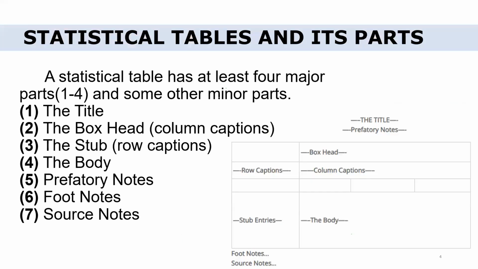So a statistical table has at least four major parts. Parts 1 to 4 are the major parts, whereas parts 5, 6, and 7 are optional parts. So we have here the title, the box head or the column captions, the stub or row captions, the body, the prefatory notes, footnotes, and the source notes. Let's discuss them one by one.